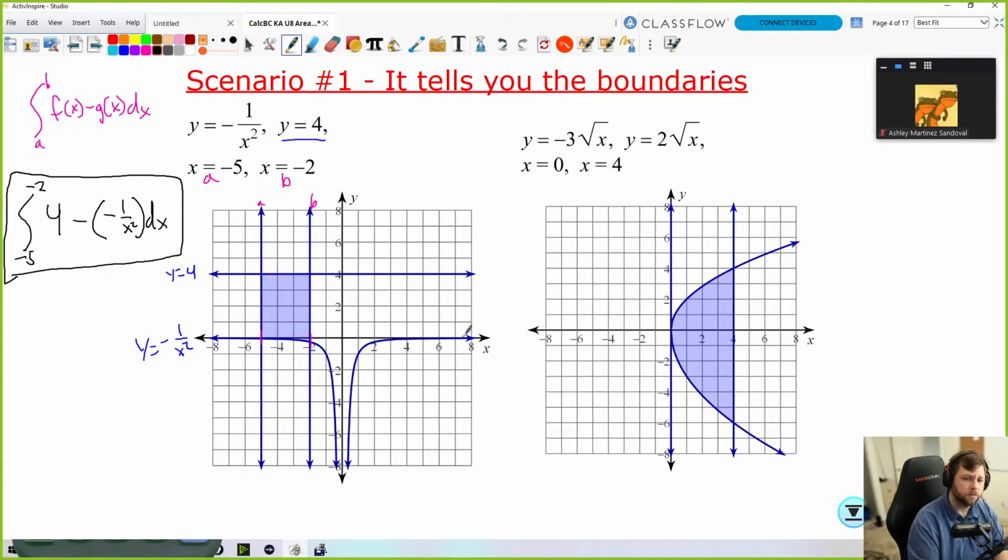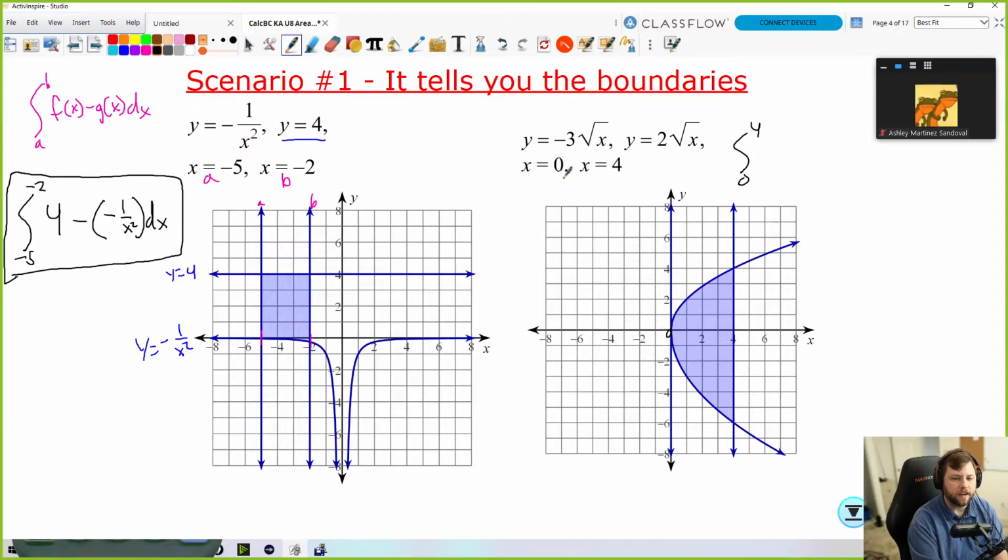Let's say I had this one on the right. Okay. So my limits, I'd be going from 0 to 4. And then one of these functions is on the top and one's on the bottom. Now, which one's -3 square root of x and which one's +2? I have this function and then this function. You might be like, I don't know. Let's say, I mean, obviously this is on top, right? Positive.